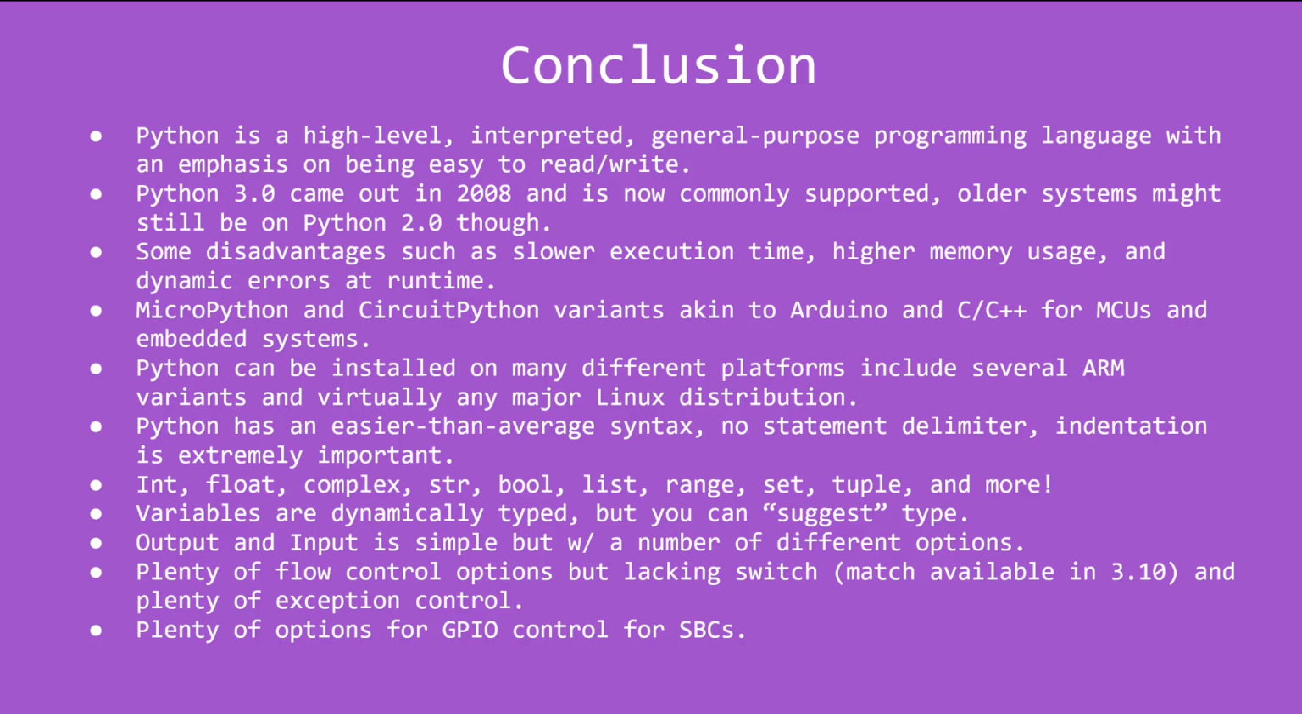Output and input are really simple, but there are a number of very powerful options for these. There are plenty of flow control options, but it currently lacks switch cases. There is a thing known as match cases, but they're only available in 3.10 and higher. I'm focusing on things that are unique to 3 right now. And there are plenty of options for exception control as well. I talked about there being plenty of options for GPIO control for single board computers.